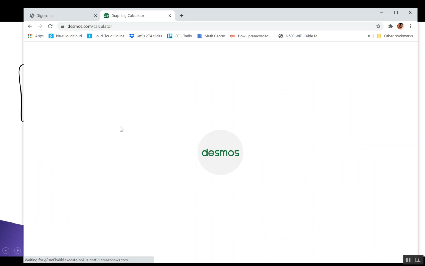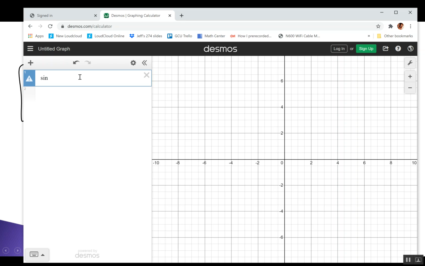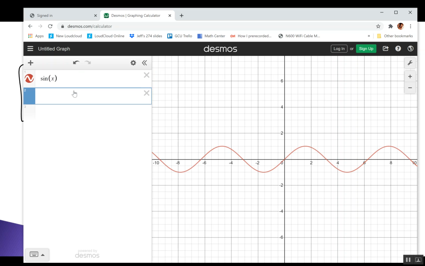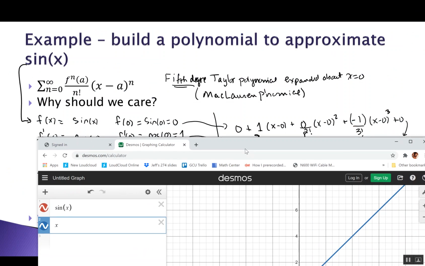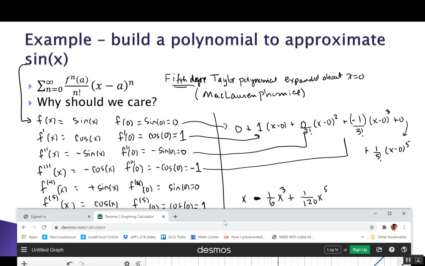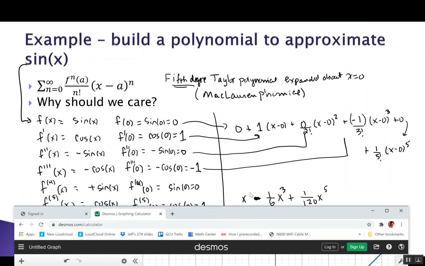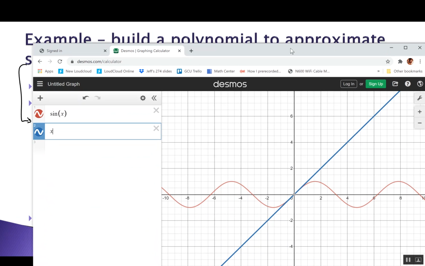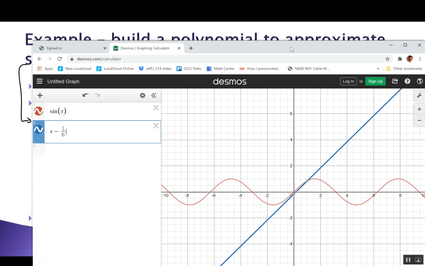And let's graph sine of x. So there's our sine of x. There's my tangent line. That's if I stop at the first term of my polynomial, right there, x. Let's put in a minus 1/6 x cubed. And look what I get. I have a cubic, and notice now it's a much better approximation to the sine of x.